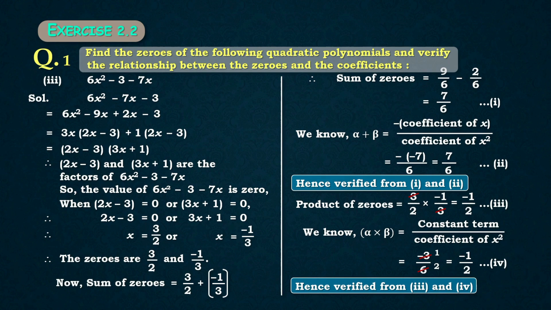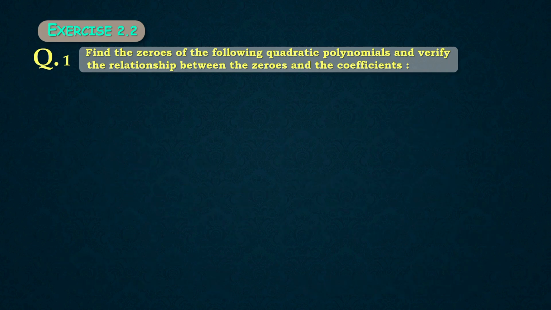Therefore, we have successfully found the zeros and verified the relationship between the zeros and the coefficients. Now let us solve question 1, part 6. We are given the quadratic polynomial 3x squared minus x minus 4.